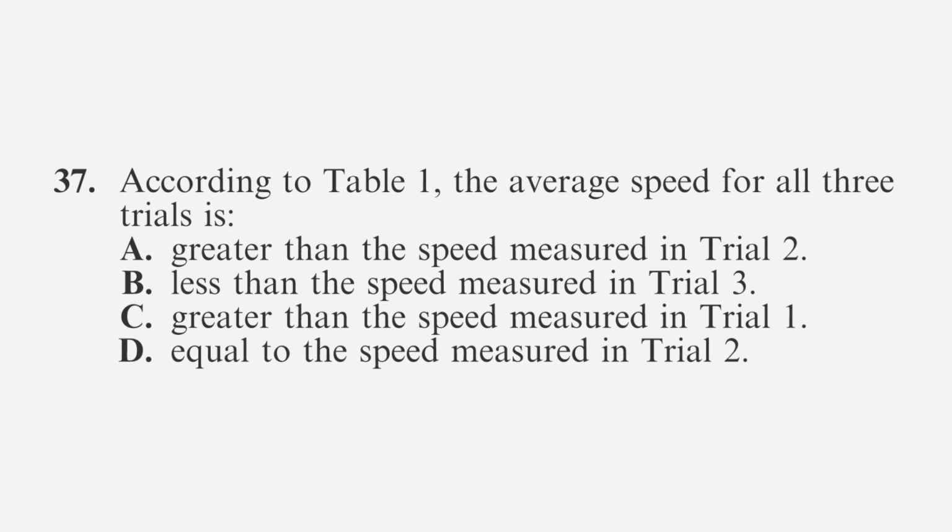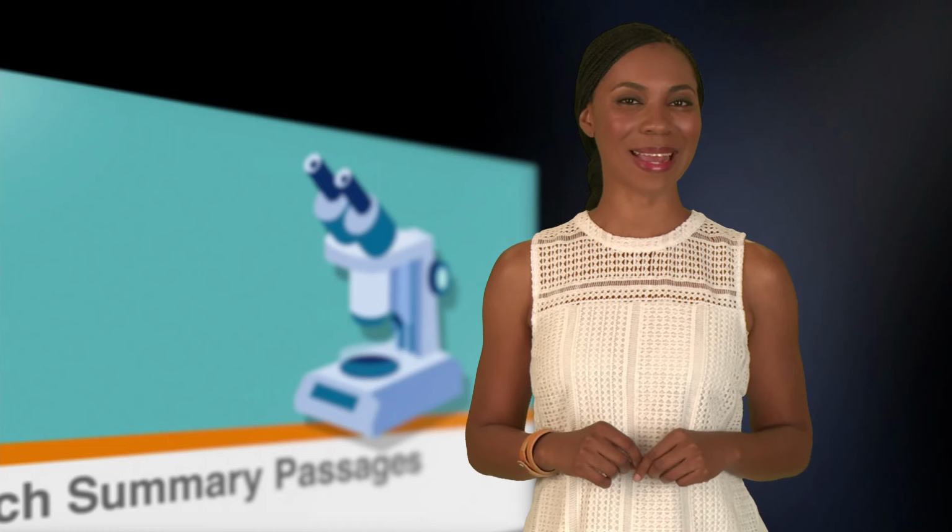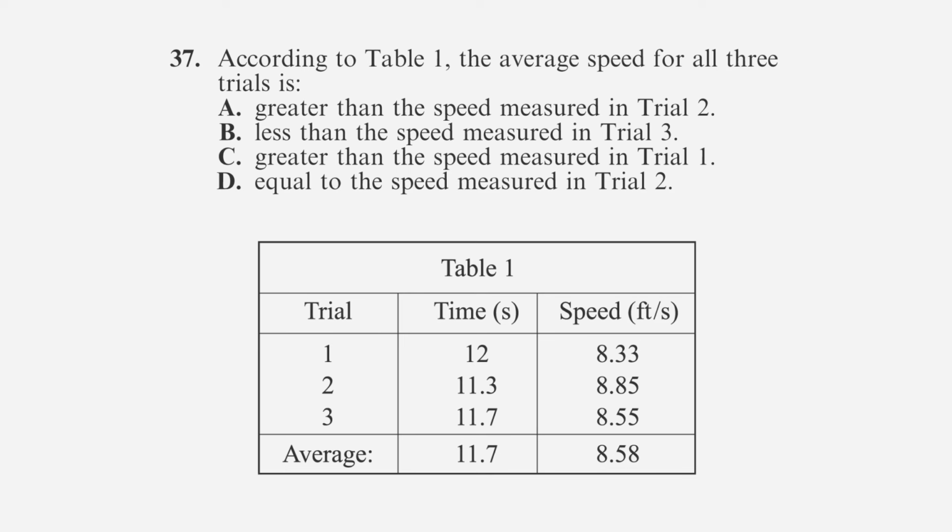Here's our next question. According to Table 1, the average speed for all 3 trials is A, greater than the speed measured in Trial 2, B, less than the speed measured in Trial 3, C, greater than the speed measured in Trial 1, or D, equal to the speed measured in Trial 2. We could calculate an answer using math. However, we can also use a little logic to find the best answer. First, look at Table 1.